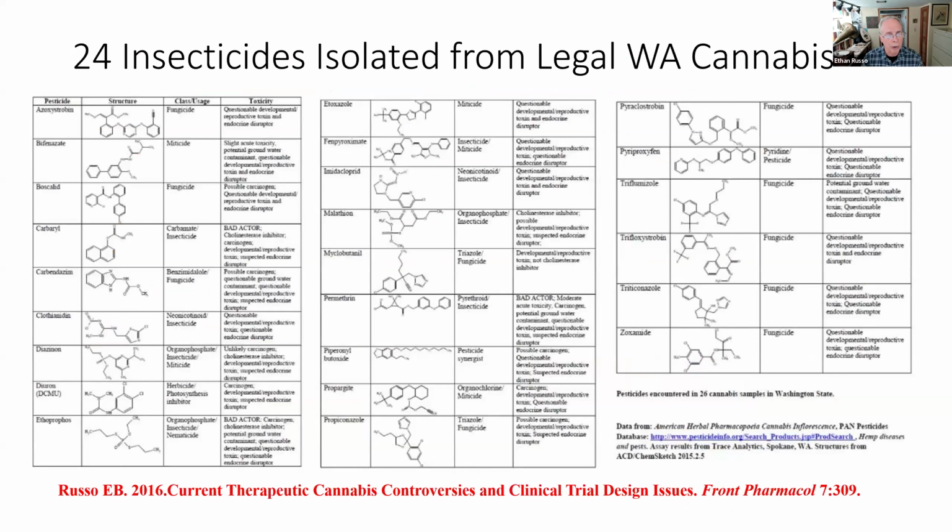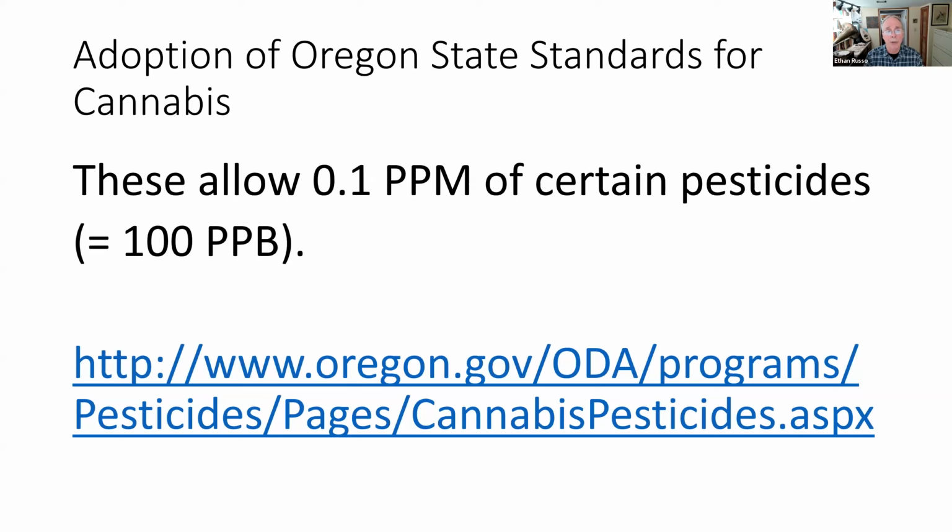Now, again, although there are no recognized standards for what is allowed for pesticides on cannabis, the Oregon state standards allow 0.1 part per million of certain pesticides. That would be equivalent to 100 parts per billion. And most of what you're going to see is in the latter unit. So remember 100, whether it's below or above that, to get the scale of things.